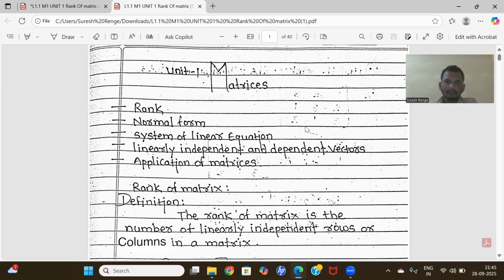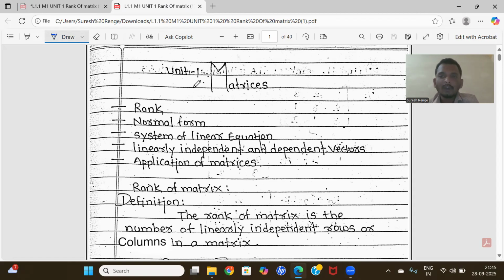Good morning, students. Here we are running a series, the Exam Decoder. It is the first lecture of Engineering Mathematics 1. Module number 1 is matrix. In this module, we want to discuss what the rank of a matrix is. Find the rank of a matrix.